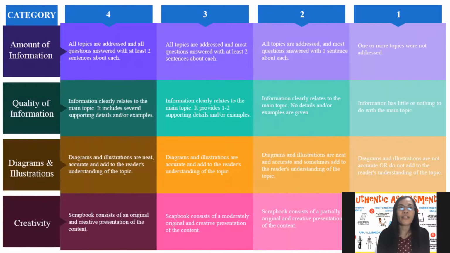And for the authentic assessment, which is a scrapbook for EDSA Revolution, this is the rubric that I formulated. The first major criterion is the amount of information inside the scrapbook, if it has the information about the EDSA Revolution, and next is the quality of information, if it is relevant enough to the topic or not. And then the diagram and the illustration, and also I included creativity as the last criterion because after all, scrapbook making brings out the art and creativity of the students.